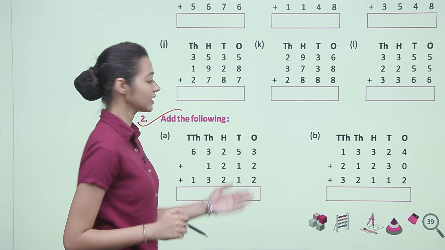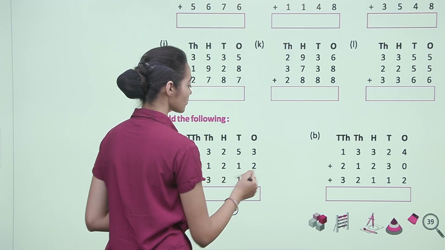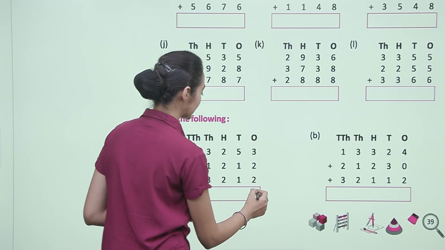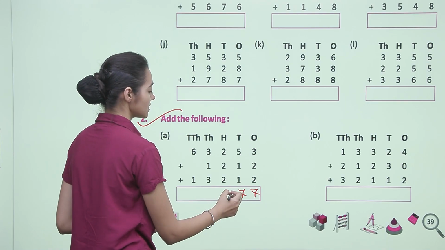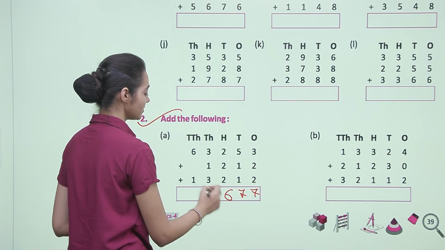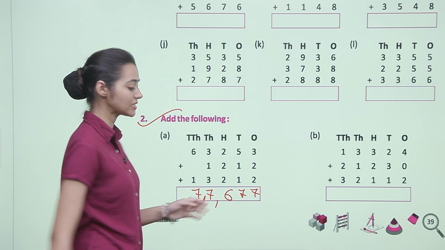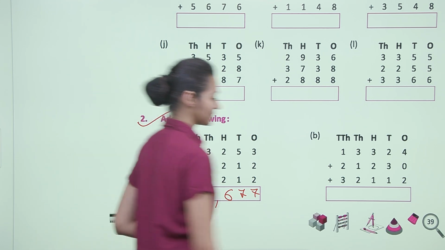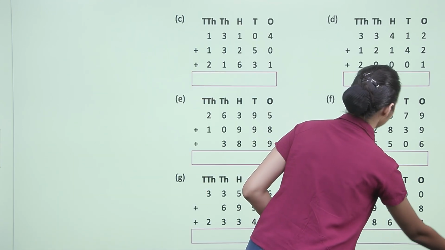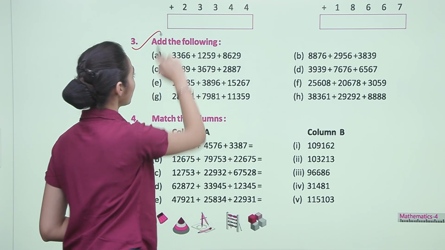Now in the second part again we have to add the following terms. So this is 3 plus 2, 5 plus 2, 7, 7, 6, 7, 7. So the correct answer is 77,677. That's how you can solve the third part also.